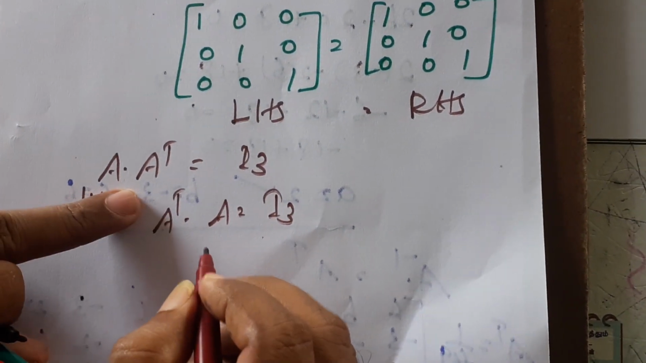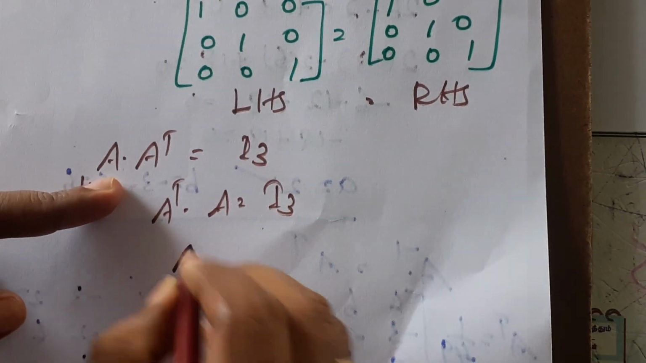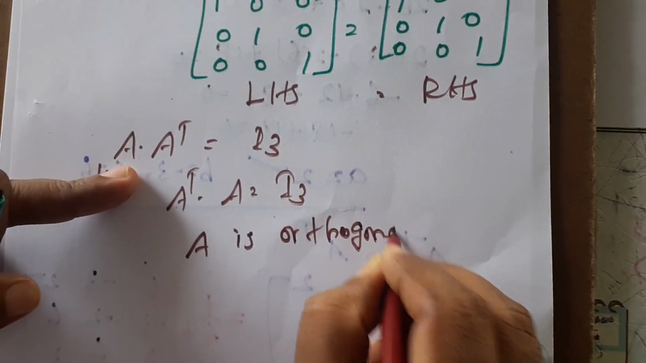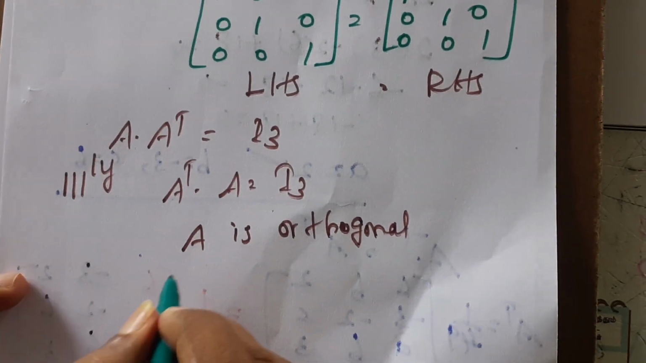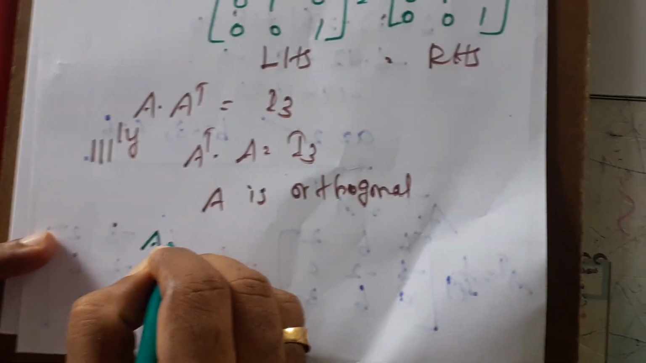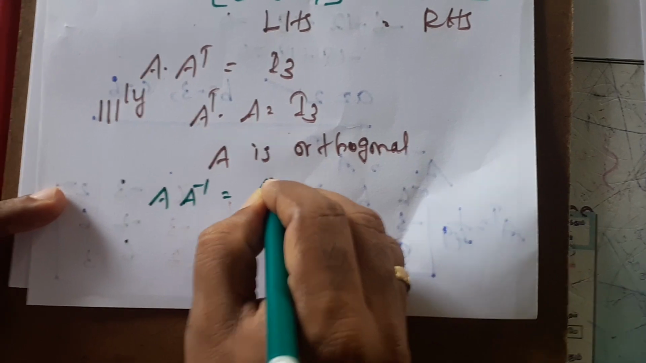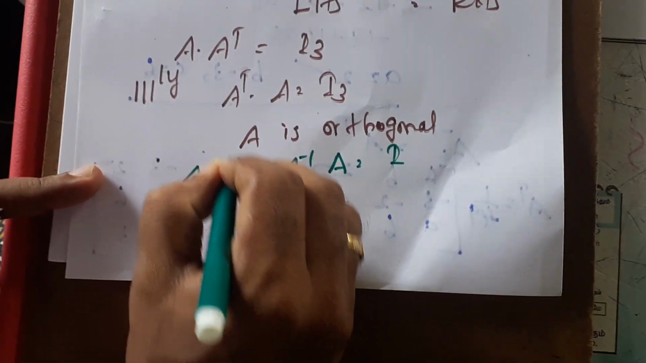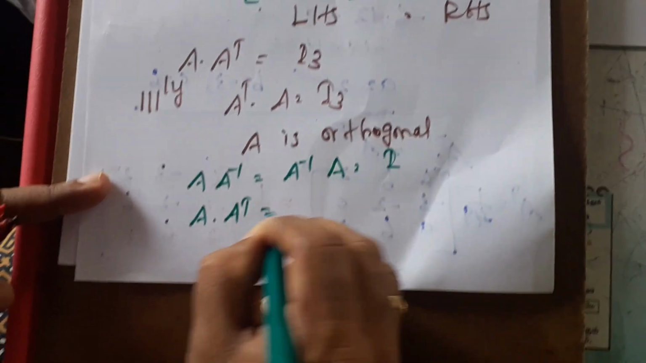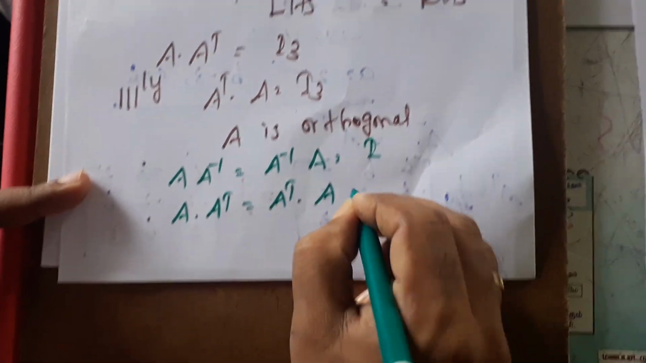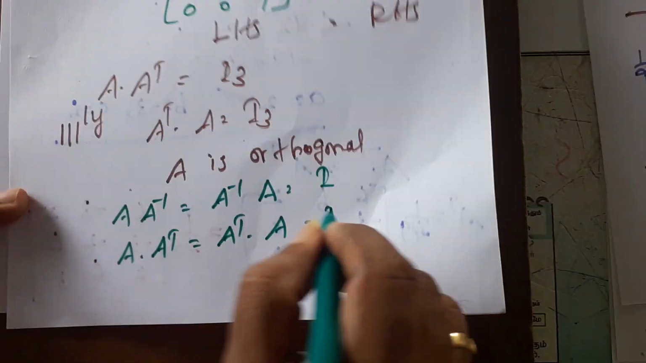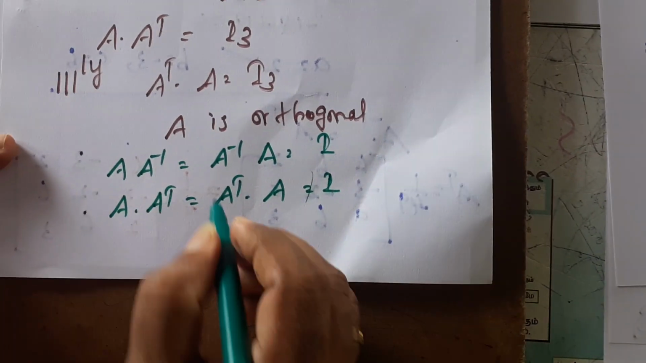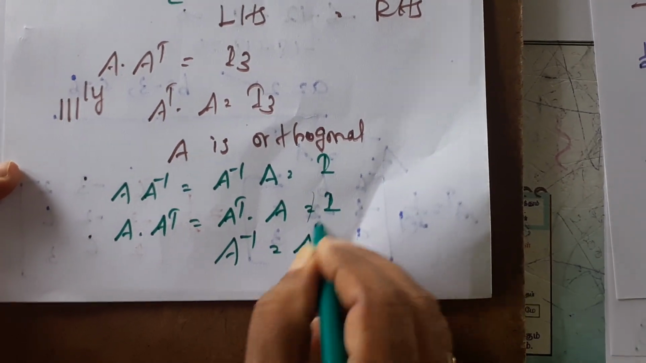So if you get that type of equation, what is the name? A is orthogonal. Listen, I would like to recall the basic. What is our basic term? A multiplied by A inverse is equal to A inverse into A is equal to I. After proof, inverse will be equal to transpose: A into A transpose is equal to A transpose into A is equal to I. So instead of I, if you apply the transpose, A will be cancelled, and A inverse is equal to A transpose.